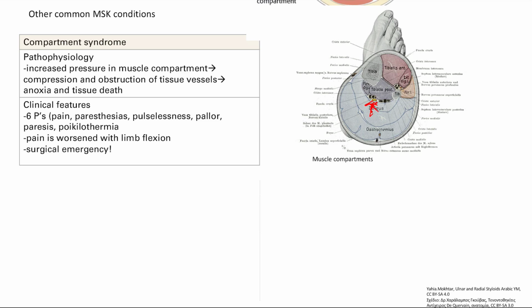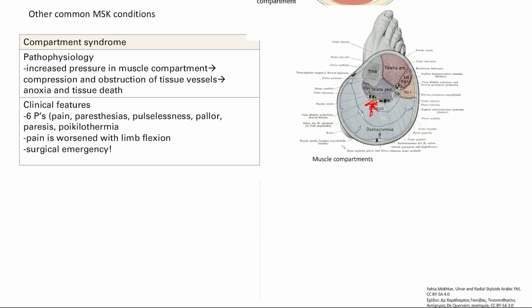You lose the temperature regulation. But again, it all boils back down to obstruction of the tissue vessels, compression of the vessels, compression of the nerves, leading to all these symptoms. This pain is worsened with limb flexion. You can imagine what increased the pressures and cause more pain.